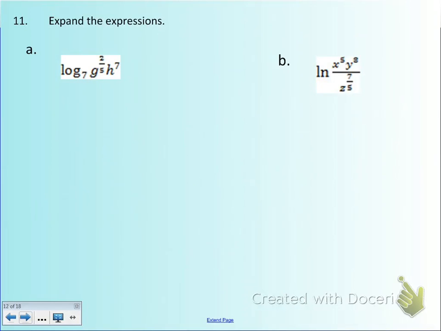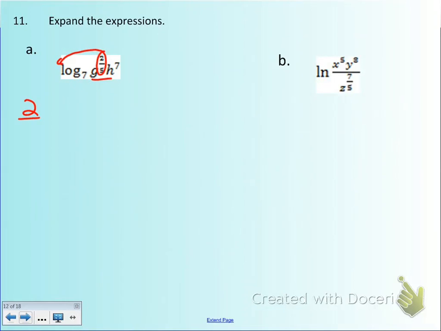Expand the expressions. We want to make these bigger. So here, the g and the h are being multiplied. So in logarithms, what does multiplication mean? Naturally, it means addition. So we're going to be adding two different logarithms together. Again, also remember your exponent needs to come out in front of the logarithms.